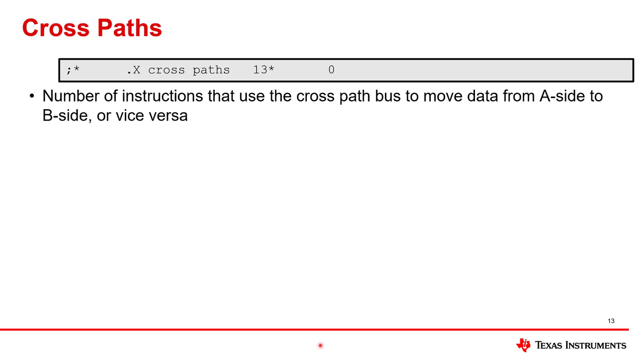Regarding the cross paths line, suppose you have an instruction that's executing on the B side and it needs to read a register from the A side. It uses a cross path bus to do that. And this number represents the number of instructions that use a cross path bus to move data from the A side to the B side, or vice versa.